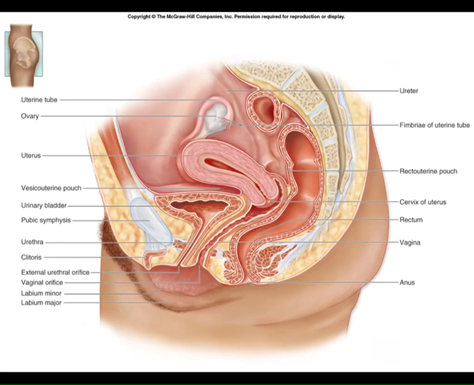Let me point out those two pouches. So the rectouterine pouch between the uterus and the rectum. So there's a dead end pouch right there, okay, that's formed. And then the other one, right in there between the bladder and the uterus, that's the anterior pouch or the vesicouterine pouch. And again, just imagine that would be the only real difference in the male versus the female abdominal pelvic cavity.